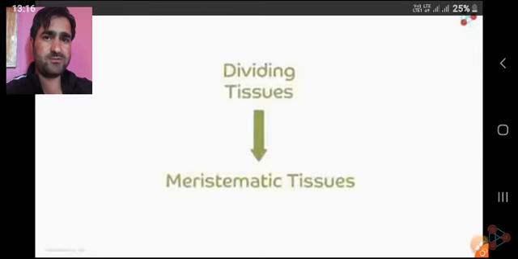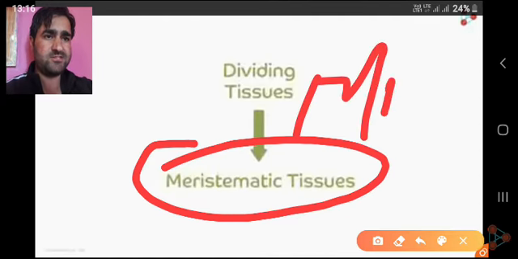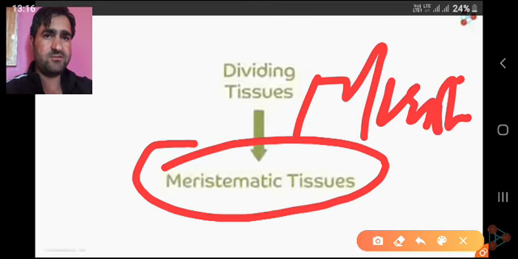Permanent tissue has lost the power of division. It means the cells become permanent once they have lost the power of division. However, in dividing tissue, the cells are capable of dividing. In fact, they are highly capable of division. These cells are known as meristematic cells, and the tissue is referred to as meristematic tissue. In fact, the word meristem has a Greek origin, which means to divide.